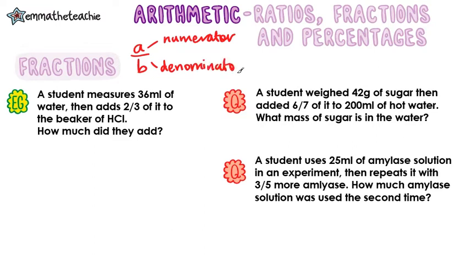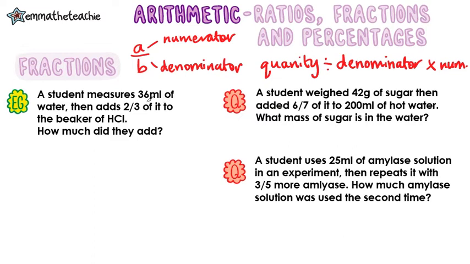So you're going to get questions in science that ask you to work out a fraction of something, normally a quantity of something. So the way that you're going to do it is you take your quantity, whatever you're starting with, you divide it by the denominator, and then you multiply it by the numerator. If you've got a calculator, you can do this all in one go, just put some brackets in. Okay, so let's look at an example.